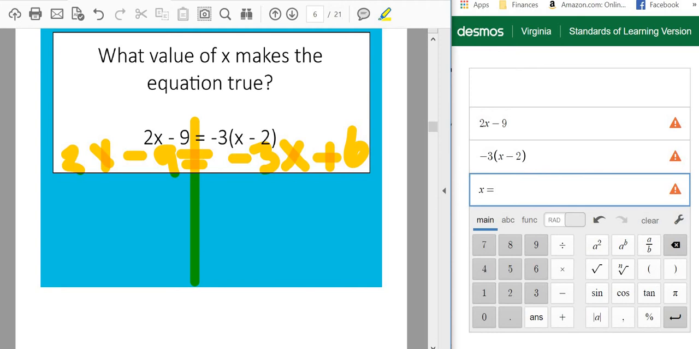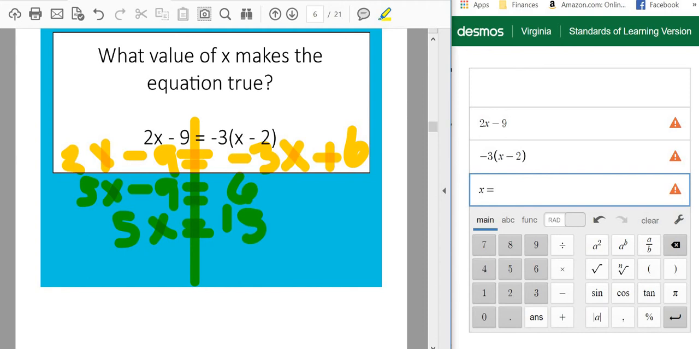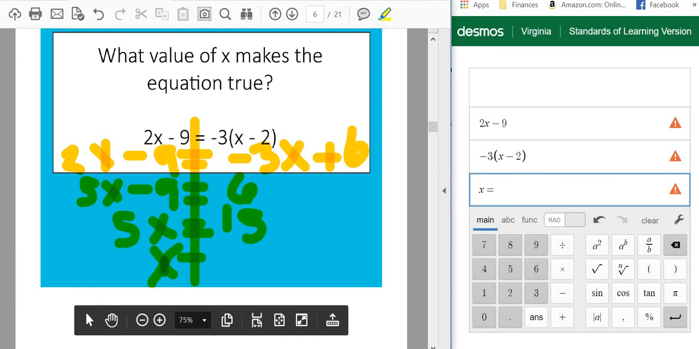If I add 3x on each side, I end up with 5x minus 9 equals 6. Then I would have to add 9 on each side, which would give me 5x equals 15. And of course, from there, I'd have to divide each side by 5, which would give me x equals 3.